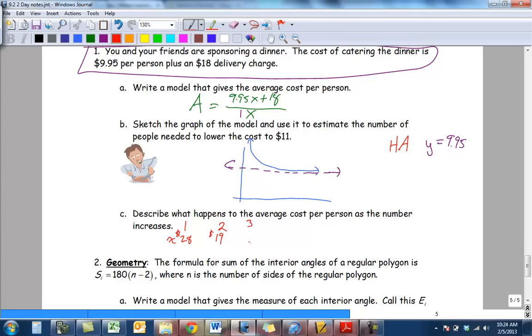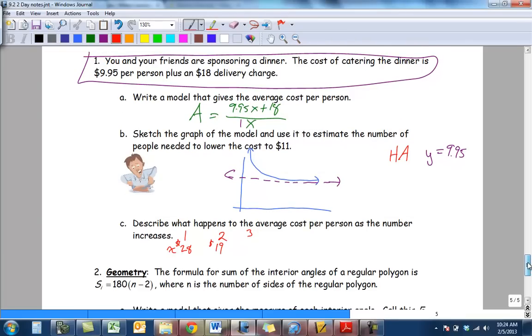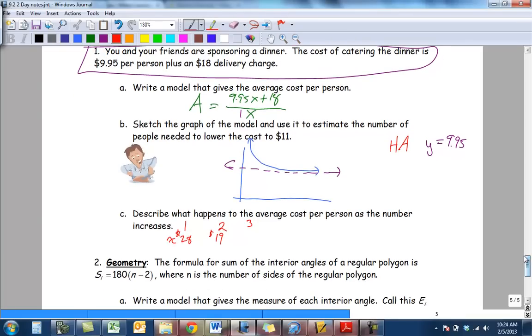If 3 people come, we're splitting the delivery charge. Each paying $10, but now our delivery charge is getting split up among 3 ways, so it's $6 a piece, so $16. What happens if 9 people show up? 10, and we each got to pay $2 for the delivery charge, so it's $12 a piece. So what happens? The average cost per person goes down.